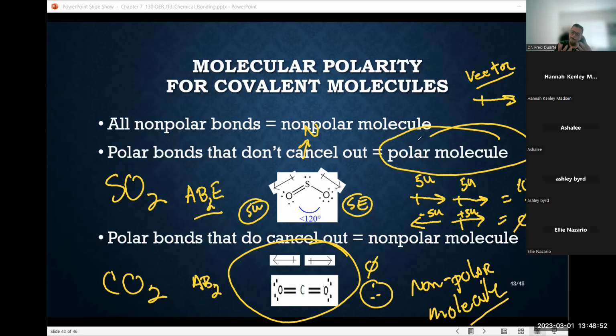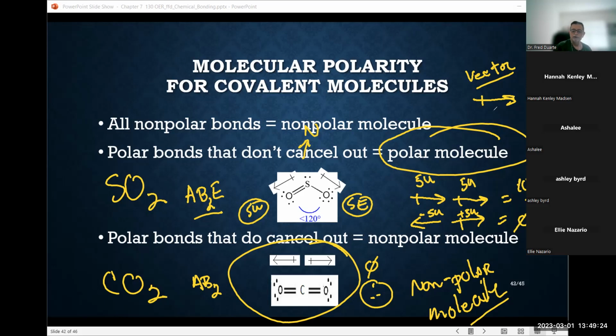So you can see how the Lewis dot structure is important here, because we wouldn't know that otherwise. You would think that both SO2 and CO2 would have a similar geometry, but they don't. They're totally different geometries, and we only know that because of the Lewis dot structure. Then looking at the bonds and noticing whether they cancel out or not further tells us whether we have a polar or a nonpolar molecule.